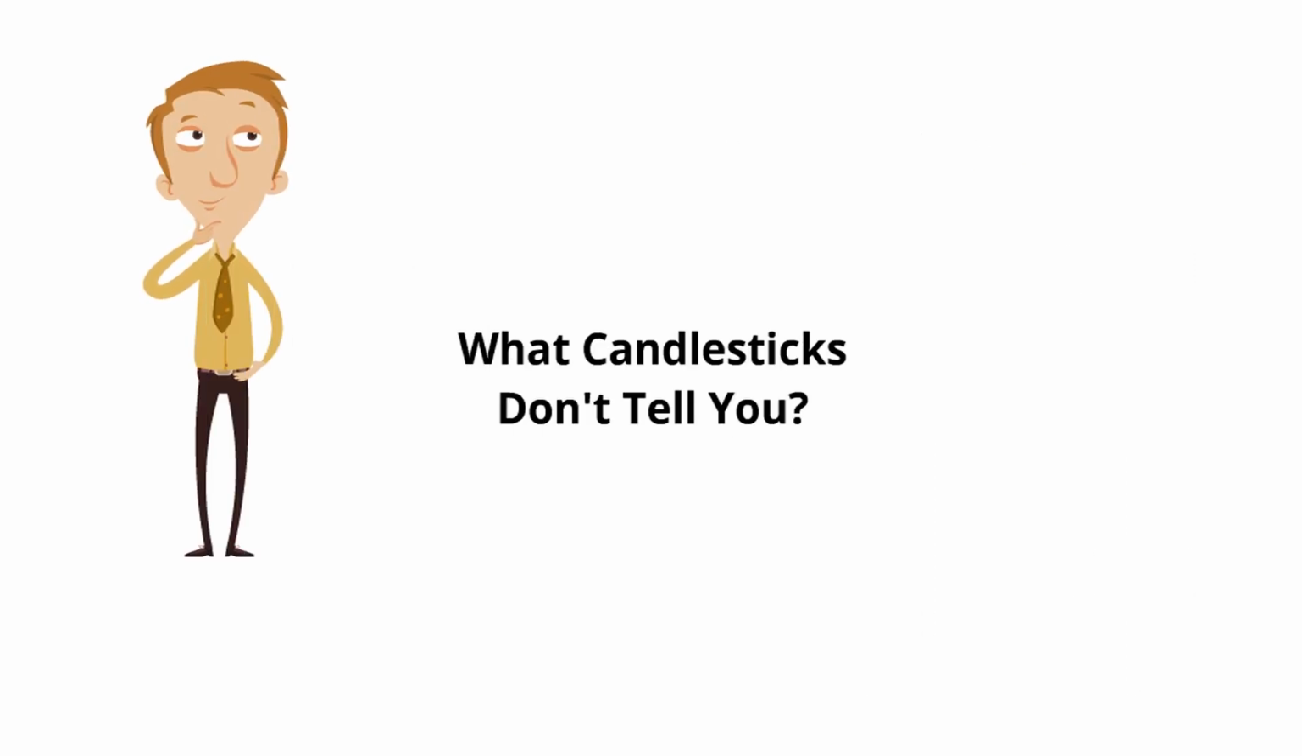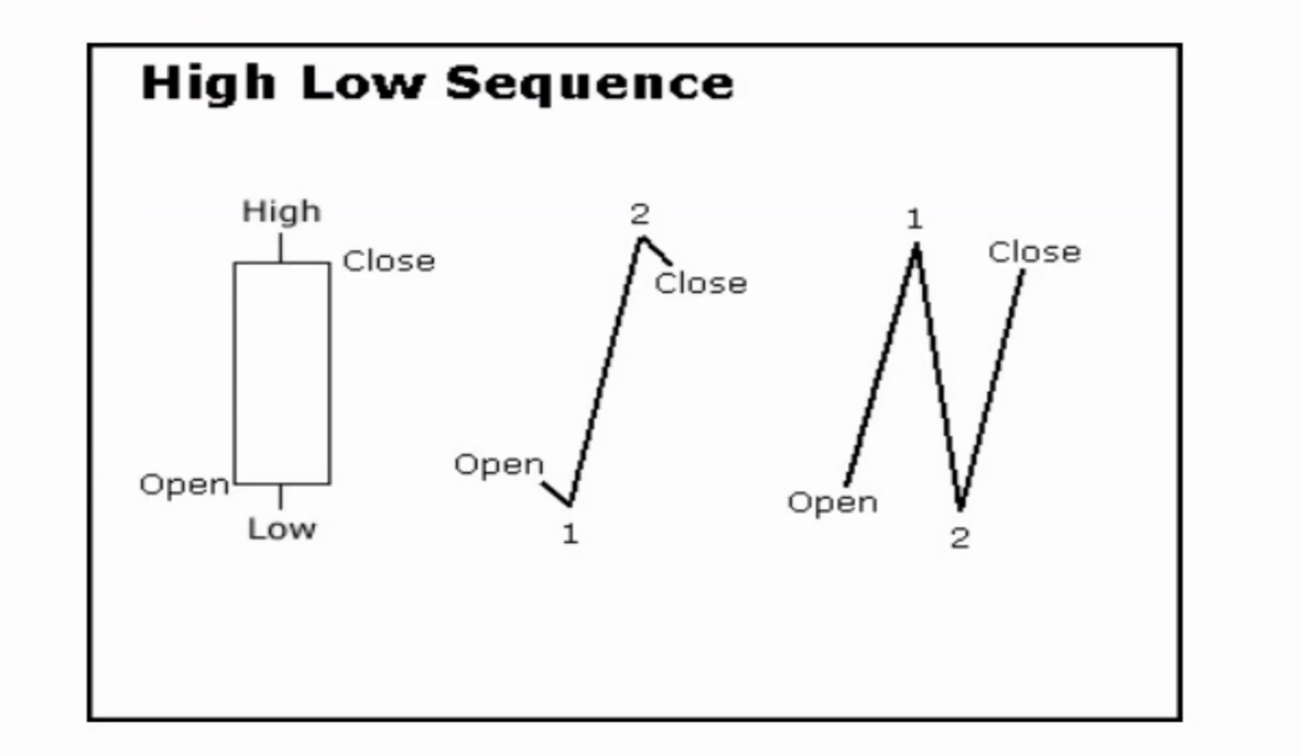What candlesticks don't tell you? Candlesticks do not reflect the sequence of events between the open and close, only the relationship between the open and the close. The high and the low are obvious and indisputable, but candlesticks, and bar charts, cannot tell us which came first.